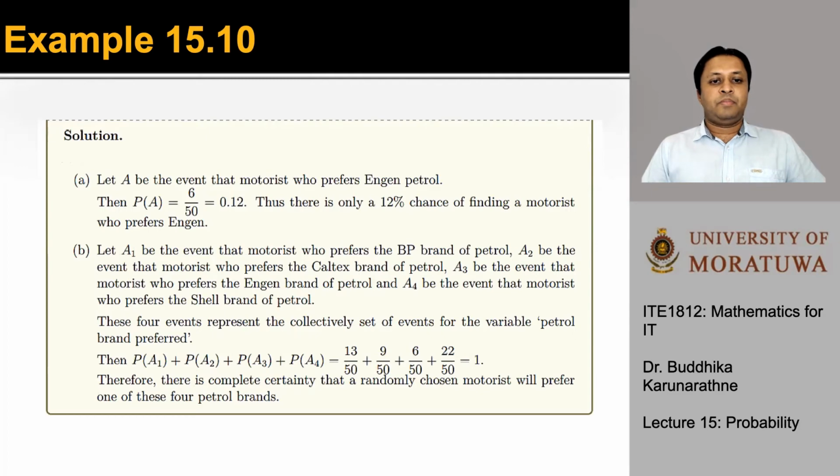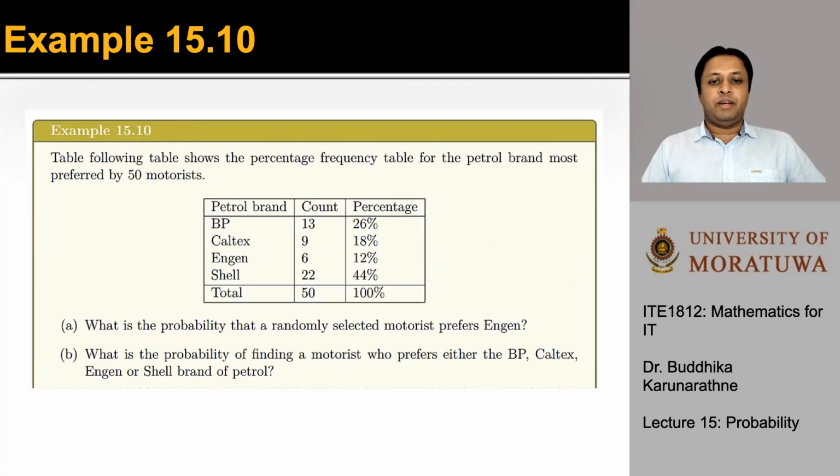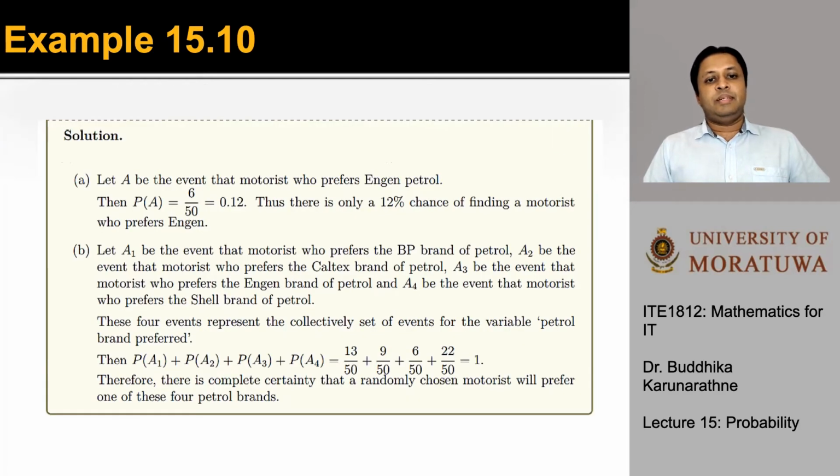And for the second part, we are asked to find the probability of finding a motorist who prefers either of these 4 brands. Right, so let A1 be the event that a motorist prefers BP, A2 prefers Caltex, A3 the event that a motorist prefers Engen, and similarly A4 a motorist who prefers Shell brand. So these are 4 separate events now. These 4 events collectively represent the set of events for the variable petrol brand preferred.